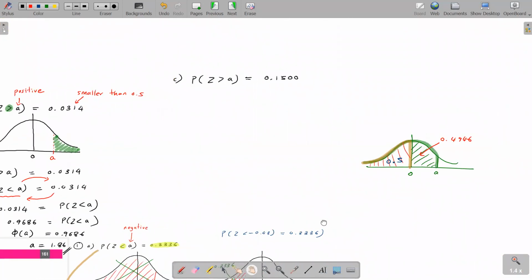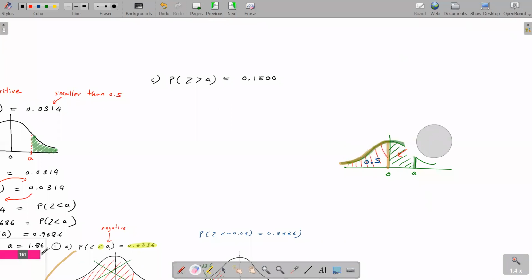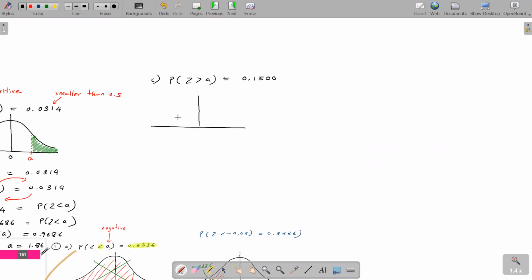In parts C and D, first let's do the usual thing. What's the usual thing? First, let's decide whether A is positive or negative. So here you have 0. I'll mark A here and try. If it doesn't work, I'll mark A on the negative side, because it has to work on either the positive side or the negative side.